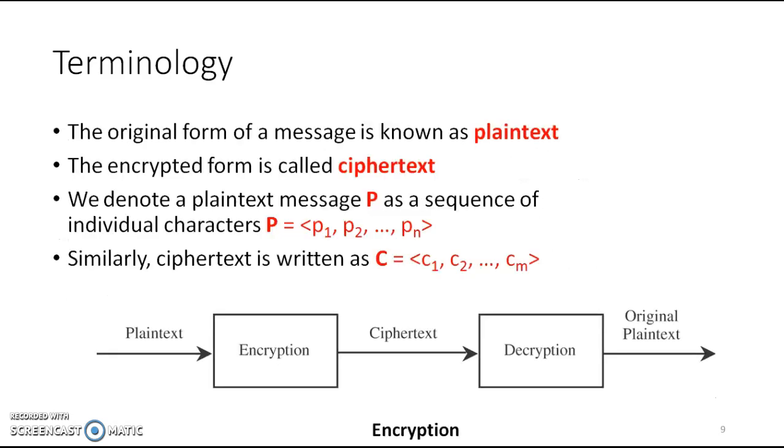The original form of a message is known as plain text. The encrypted form is called ciphertext. This is very clear now, I think. We denote a plain text P as a sequence of individual characters P1, P2, up to Pn. So there can be different kinds of plain text messages. Similarly, the ciphertext can be termed as C. You can choose any letter, but the convention is C. So C can be C1, C2. You can have many messages, so you can name the first message C1, the second C2, another one C3, and up to Cm. So Cm is the last message you have.